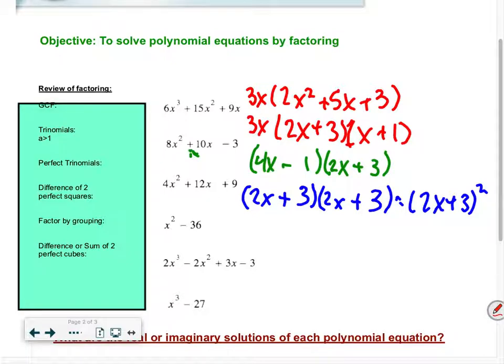x squared minus 36 can be broken down into what and what? x plus 6, x minus 6. x plus 6, x minus 6, good.